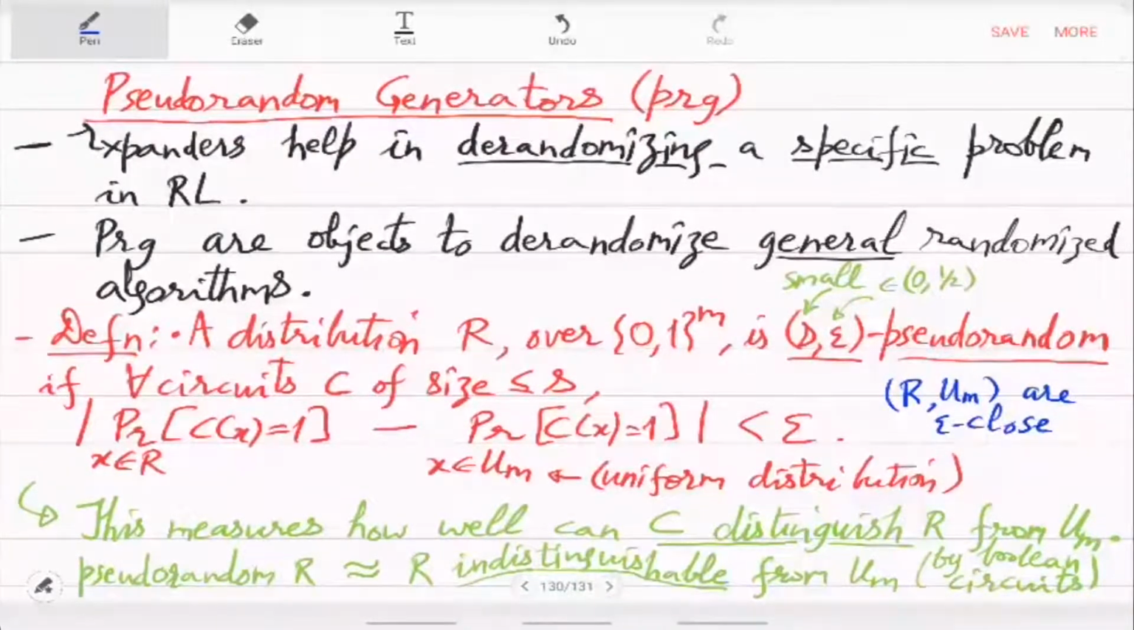Okay, you can think of this notion of closeness. But remember that it is with respect to a limited resource, and that is size S circuits. Okay, and so what is a PRG now? Once you have defined pseudo random distribution, a PRG is an efficient, you can think of it as a circuit or an algorithm. It's an algorithm which can produce this distribution R.